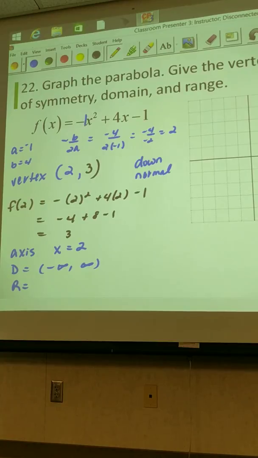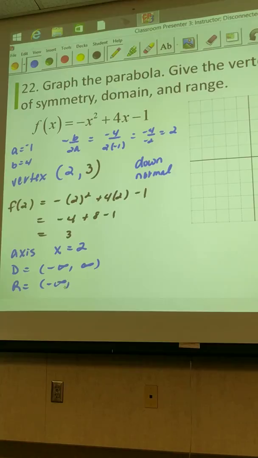Okay. So there's a 1 there, right? There's no 1/2 or there's no 2. So it's just going to have our normal shape. And so our range, because this opens downward, is going to start at -infinity and go to 3. Good. And finally, we want to graph this lovely parabola.